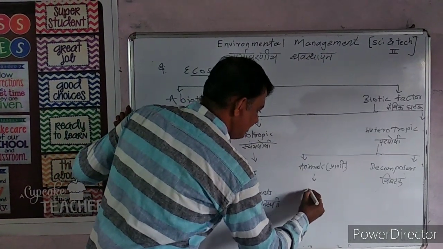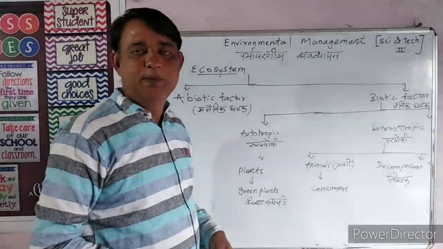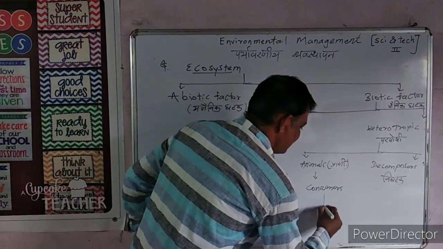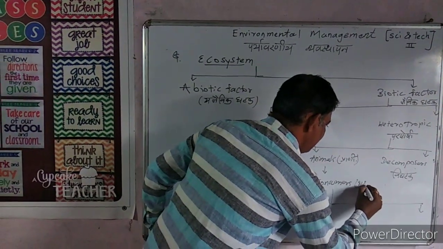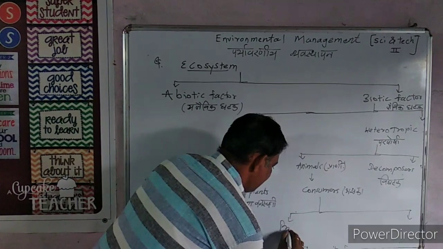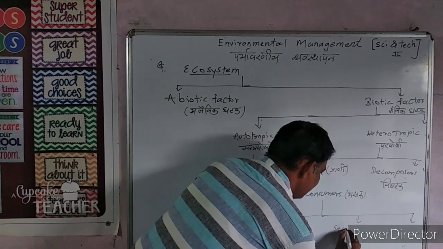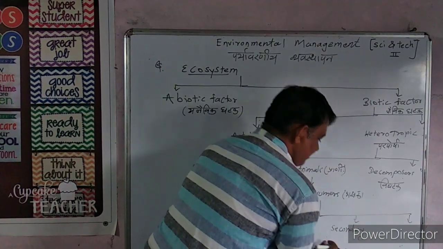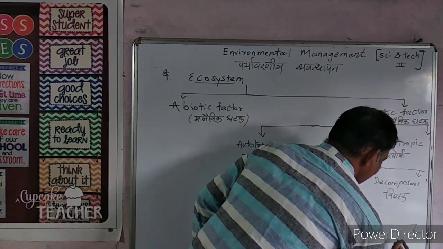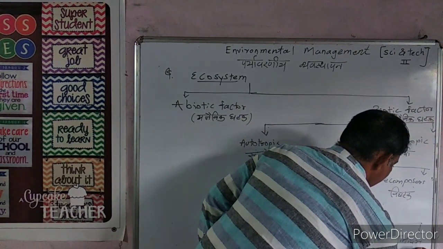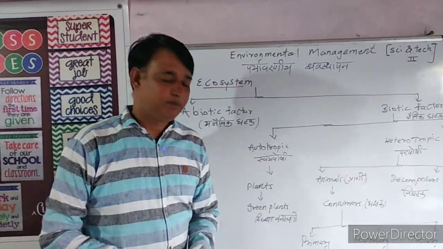Animals, consumers. Animals are under consumers. Primary consumers, secondary consumers, and tertiary consumers, or we can call them the top consumers.